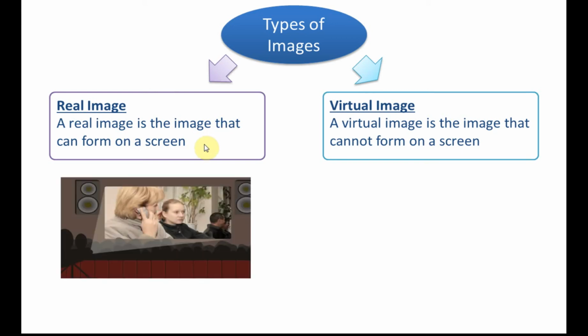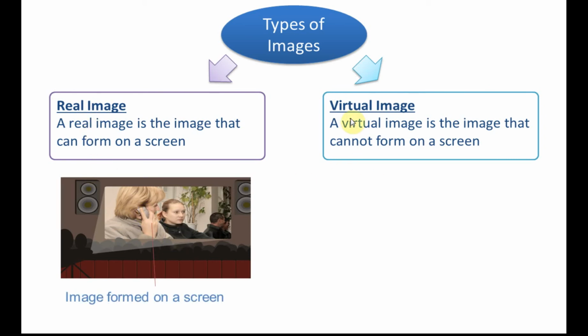What does this mean? Let's say this is a cinema, okay, and this is the projector, and from our experience we can see that the image of this movie is formed on a screen. And this type of image that forms on a screen is called the real image. So a real image is the image that can form on a screen.